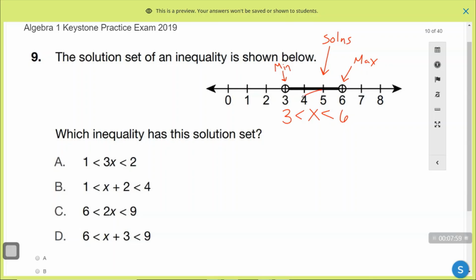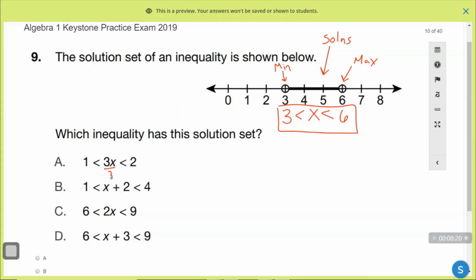If we look at the comparison just between 3 and 6, we can see that it has to be one of those symbols. And then we determine, can it equal either of those reference points? In this case, because it's an open circle, it cannot. So this is the solution set that we are looking for here. I want to come down below and see which of these would get me there, and I can take a brief moment to solve them just to see which one gets me there.